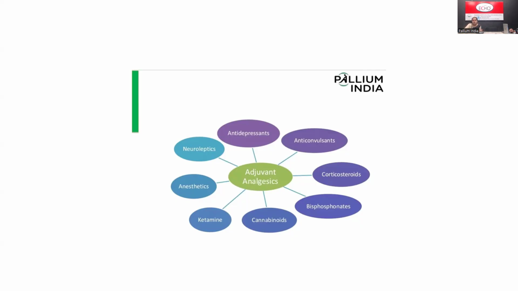And another thing is, after doing all these things, proper assessment, proper scoring of the pain, after starting the medications, you should follow up the patient. Okay.